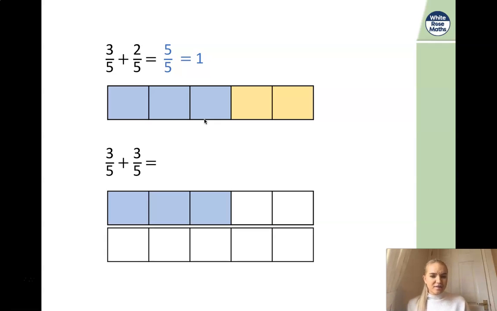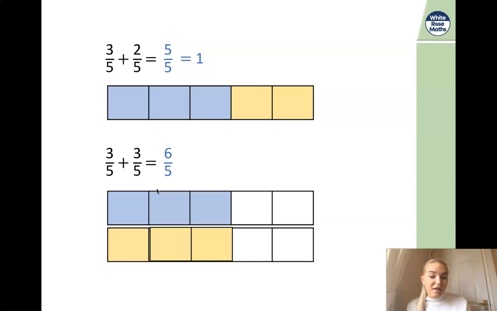Now, it's a bit different this time because we need another bar because we have 3 more fifths to add. And we can see that when we add the other 3/5, we will be moving 2 of those fifths into the first bar, which would be 6/5. Now, if we wanted to change this into a mixed fraction, how many wholes would we have? Have a think.